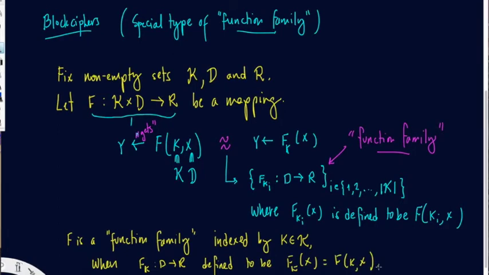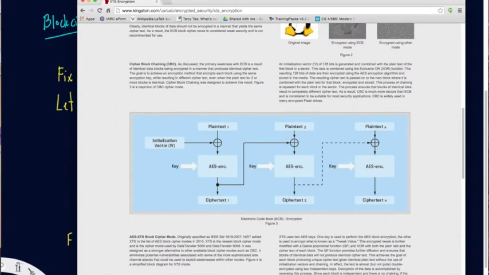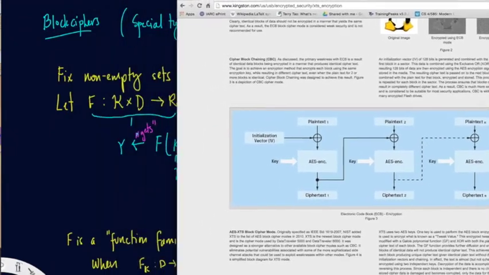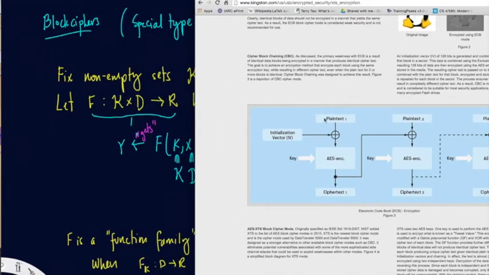We have this idea now of a function family. And block ciphers, we say, are special types of function families. Why are function families going to be interesting for us? Well, if you think back for a moment to this picture that I just had up. Yeah, we had this picture and there was AES, the AES block cipher, and it was taking this key. So if we think about AES, we can sort of start to see that maybe this is kind of a function family because, well, it's taking in some key.